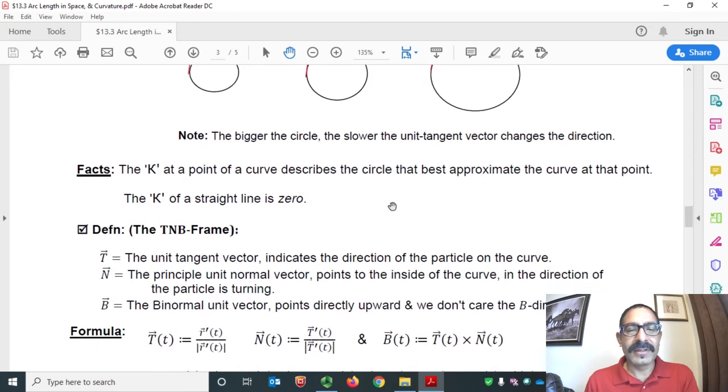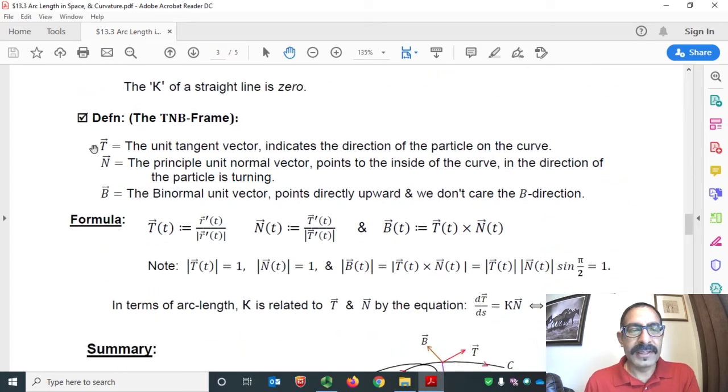Facts. The curvature at a point of a curve describes the circle that best approximates the curve at that point. The curvature of a straight line is 0. Next, definitions. The TNB-Frame. The T vector is the unit tangent vector. It indicates the direction of the particle on the curve. The N vector, the principal unit normal vector, points to the inside of the curve, in the direction the particle is turning. The B vector, the binormal vector, points directly upward, and we don't care about B's direction.